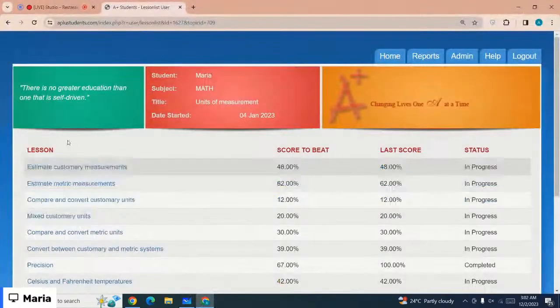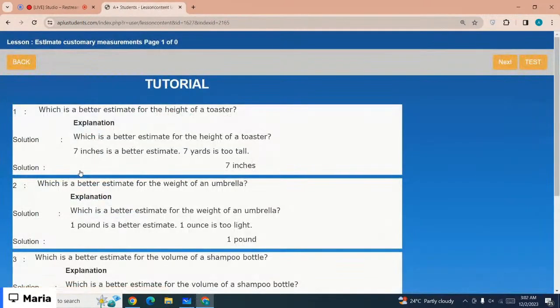Here I am on grade 7 math. The chapter we're working on is unit of measurement. We're going to start with the lesson estimate customary measurements. Make sure you have your notebook and pencil, right? No maths without notebook and pencil. Okay, so what do you know about the customary units?